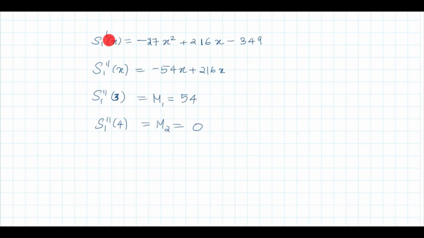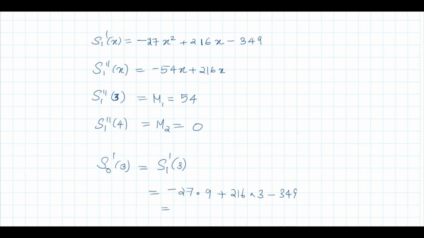What is S1 prime x? You take the derivative of S1 of x, then you will get this one. S1 double prime x is this one. If you put x equal to 3, you will get 54. If you put x equal to 4, you will get 0. Also, we can verify one more thing: S0 prime evaluated at 3 should be equal to S1 prime evaluated at 3. S1 prime evaluated at 3 is minus 27 into 9 plus 216 into 3 minus 349. What is this value?